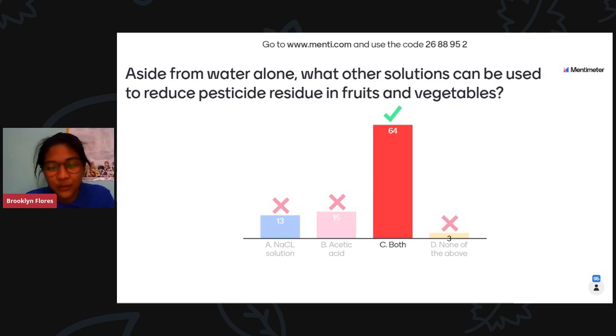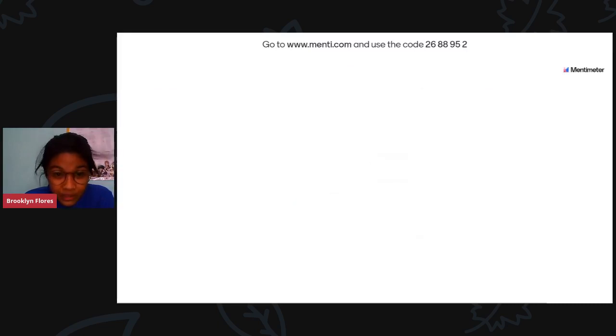Yes, maraming nakatama. So the correct answer is C, both. NaCl solution and acetic acid washing solutions can be used to reduce the pesticide residue in fruits and vegetables. It was also mentioned that the formulation is 10% NaCl solution or 10% acetic acid. This was also asked by one of our viewers. For acetic acid, we can use vinegar. NaCl is our salt solution. So let's proceed to our leaderboard.